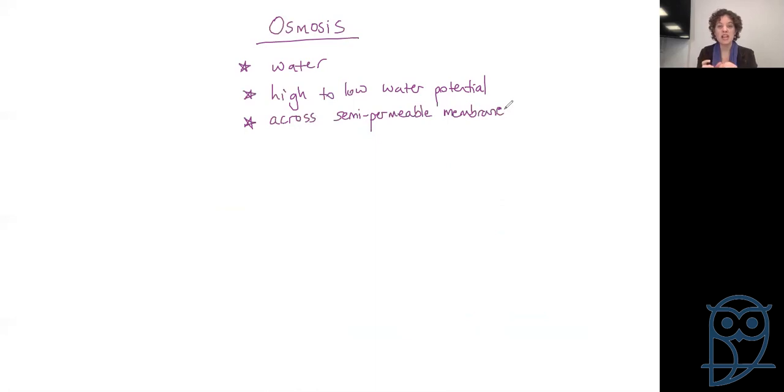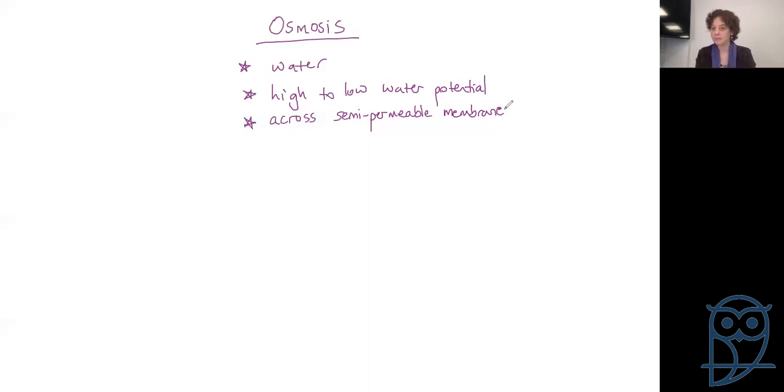So you've got 3 elements of this definition that have to be there, that you have to keep in mind when you're thinking about the process. It is movement of water from a high to a low water potential across a semi-permeable membrane. So here we come back to that story of diffusion. Can water diffuse? Yes, water can diffuse.